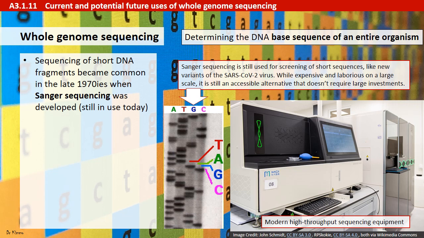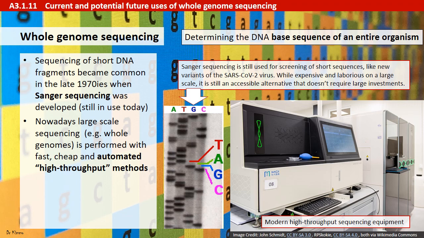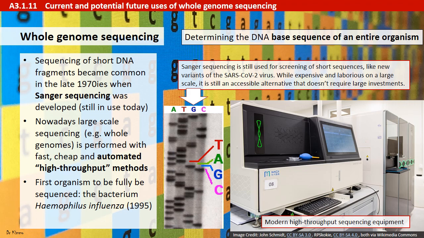On the bottom right, you see modern high-throughput sequencing equipment, much faster, much more expensive. Nowadays, large-scale sequencing of whole genomes is performed with fast, cheap, and automated high-throughput methods. The first organism to be fully sequenced was the bacterium Haemophilus influenzae in 1995, and the entire human genome was sequenced in 2003.